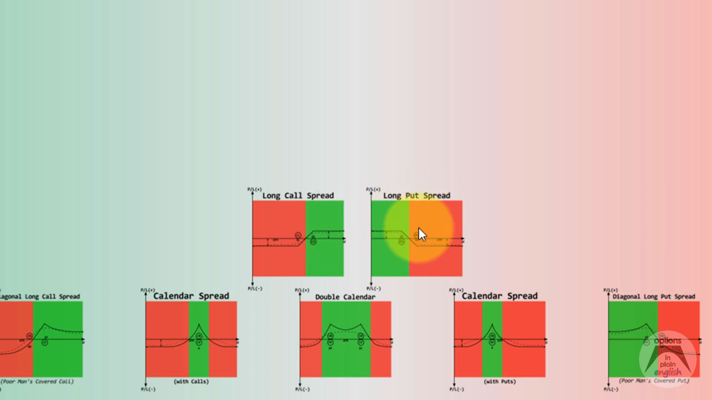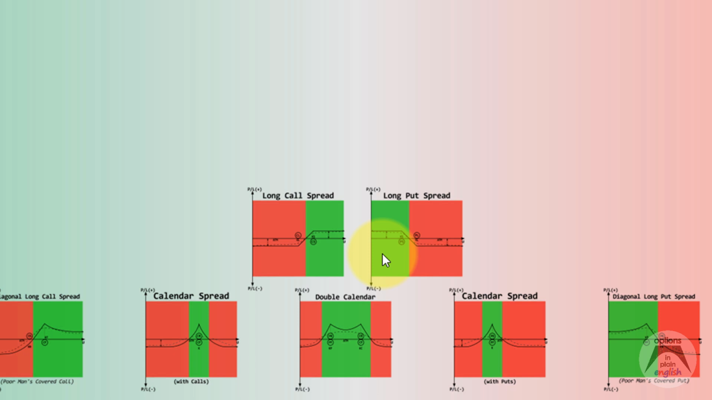Same with the long put spread. We want to have the long put that's in the money and the short put that's going to be out of the money. So the current price is in between. This is a little bit like a 50-50 shot. The theta is going to be slightly positive or even down to neutral. So basically zero.